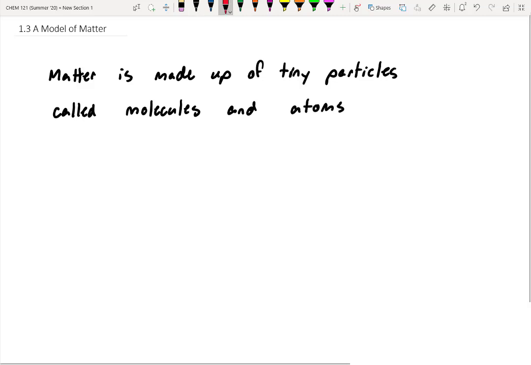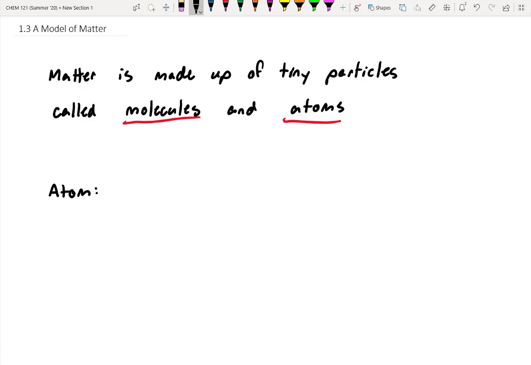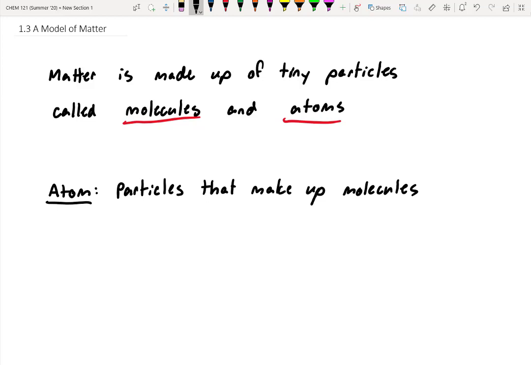And so these are two key words that we're going to go over today, molecules and atoms, and the difference between the two. But let's start out with atoms first. So an atom is defined as particles that make up molecules. So it's the smallest possible thing. The way I like to describe atoms to my students is these are the individual Lego building blocks that make up all matter, where a molecule is two or more atoms that are attached together via chemical bonds.